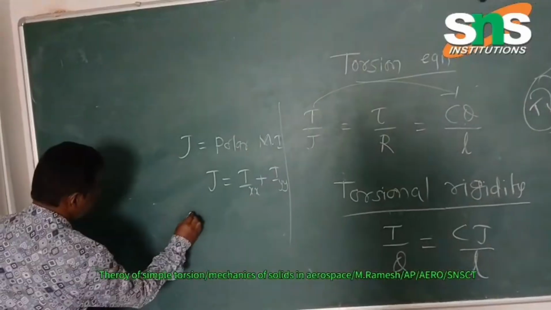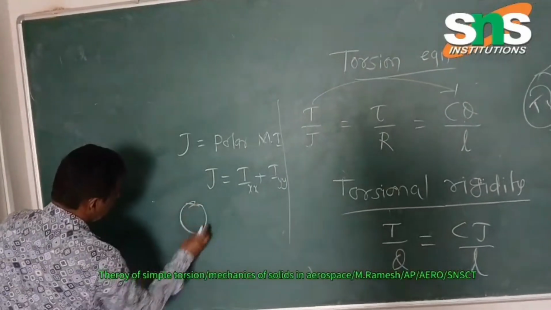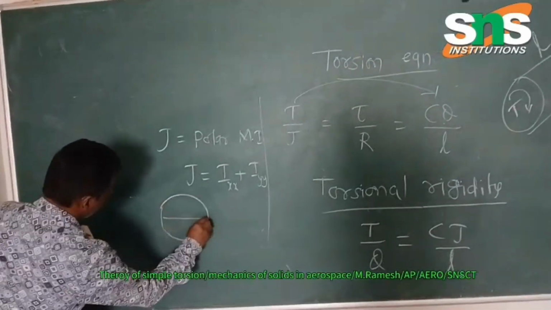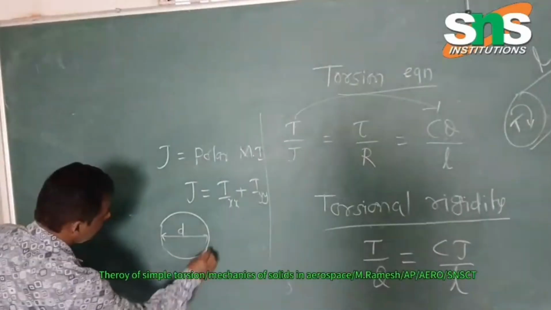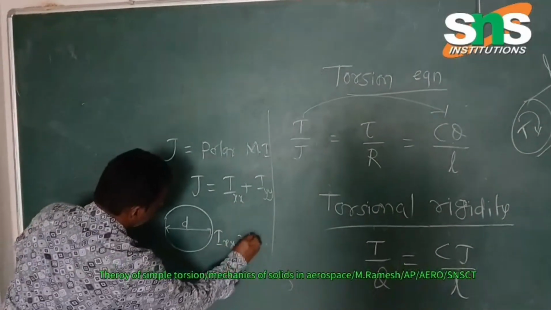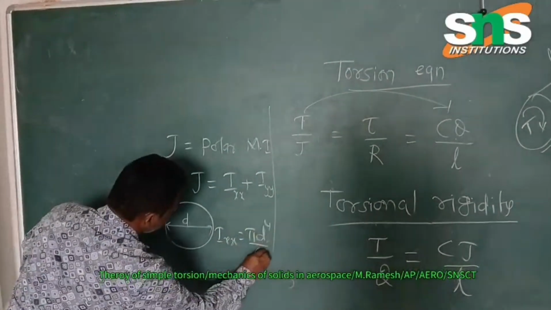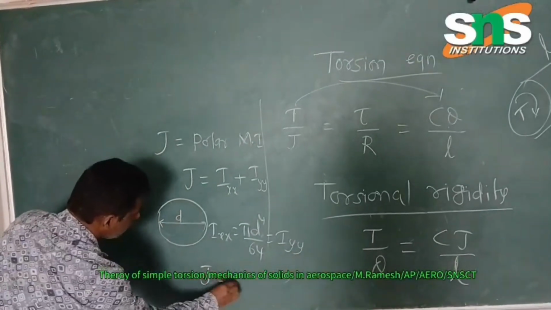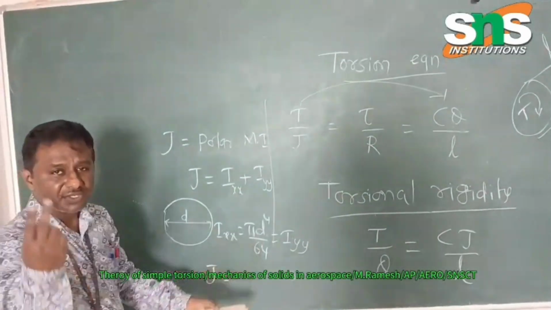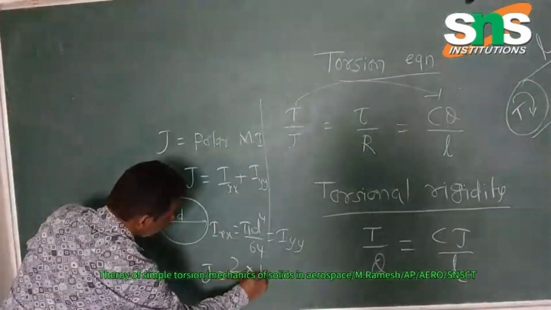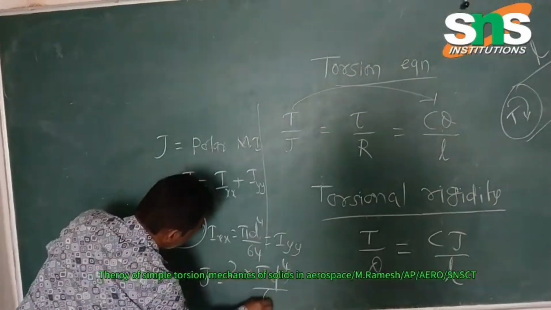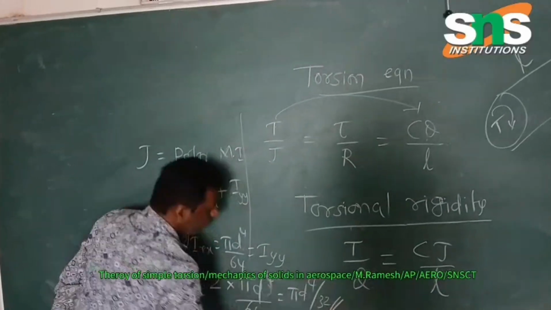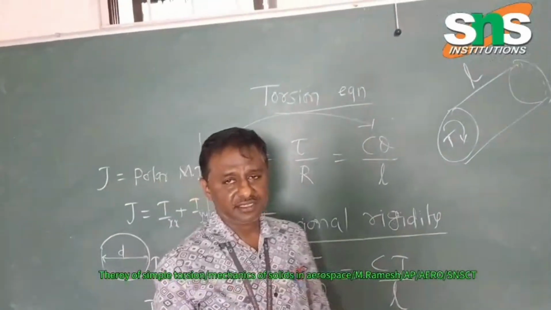We know that for a circular object having diameter d, Ixx, I told you, Ix is equal to pi d power 4 by 64. Then what will be the polar moment of inertia? You have to add, that means nothing but 2 times the value. So 2 times pi d power 4 by 64 is nothing but pi d power 4 by 32. That is the polar moment of inertia for the circular section.